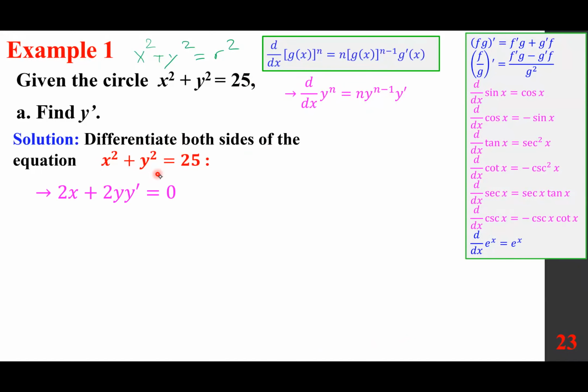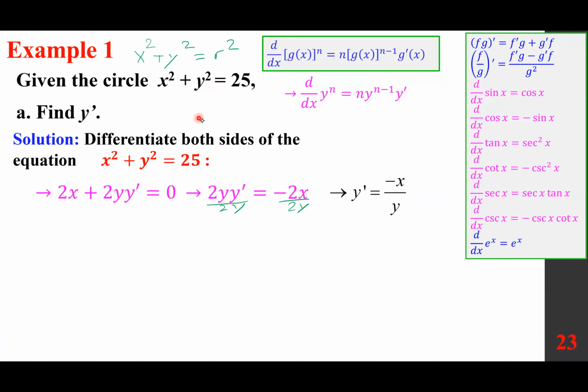We are solving for y prime. We're going to move the 2x. And we're going to divide by 2y, and we get minus x over y. So this was done implicitly. This is a type of equation you could solve for y and do it explicitly.